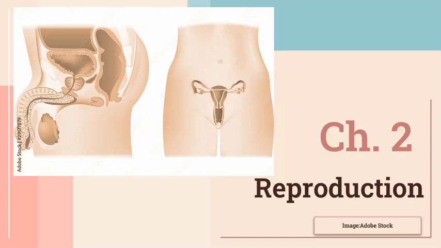In this slide deck, we'll talk about Chapter 2, Reproduction. We'll talk a little bit about the background of why we do what we do. We'll have an anatomy review, and then we'll go into the menstrual cycle, and we'll end it on menopause.